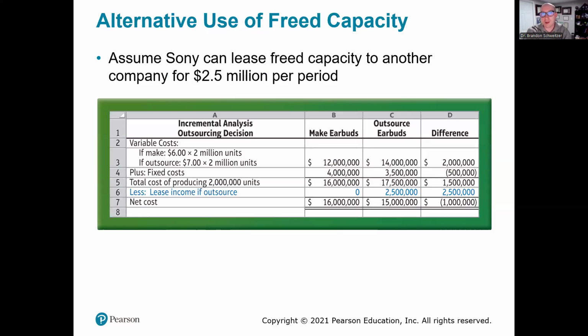So let's assume that Sony can lease their additional capacity for 2.5 million. That of course will generate an additional 2.5 million in total income for the company, which would make this deal probably a little bit more worth it.